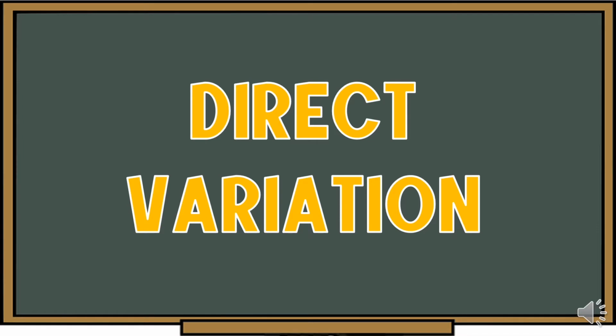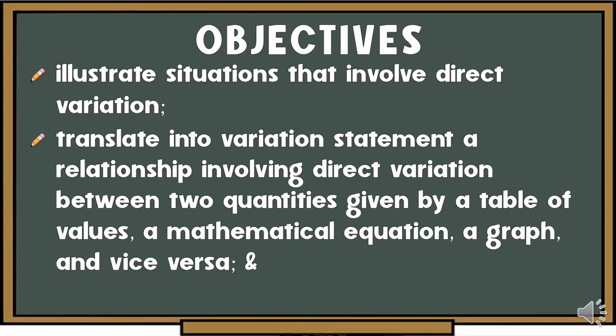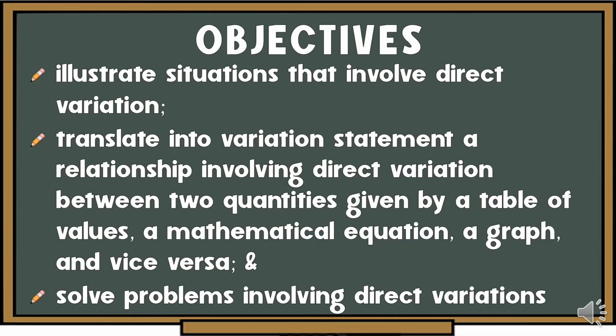So today we will be focusing on direct variation. Our objectives: first, to illustrate situations that involve direct variation. Second, translate into variation statement a relationship involving direct variation between two quantities given by a table of values, a mathematical equation, a graph, and vice versa, and solve problems involving direct variations.